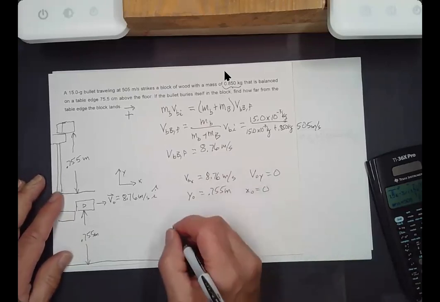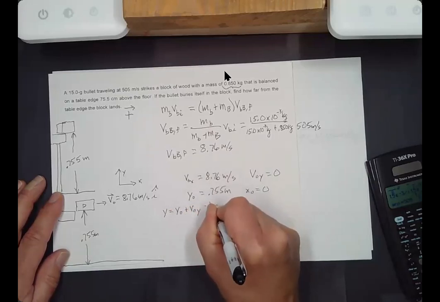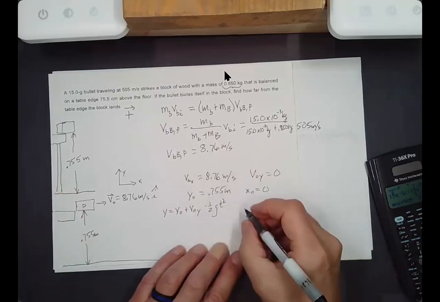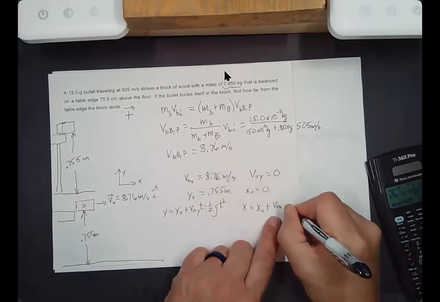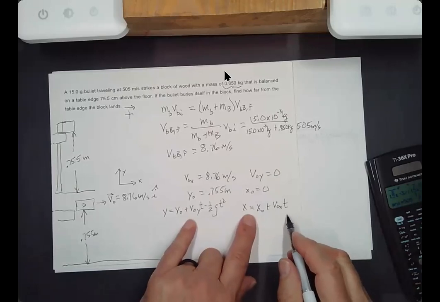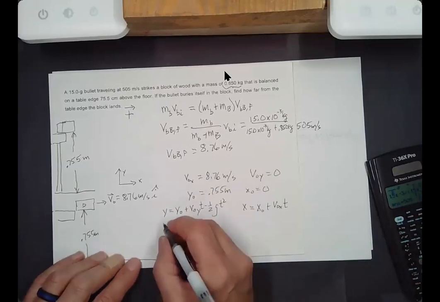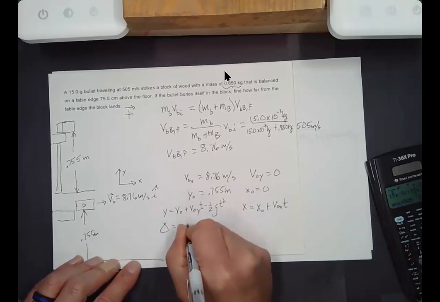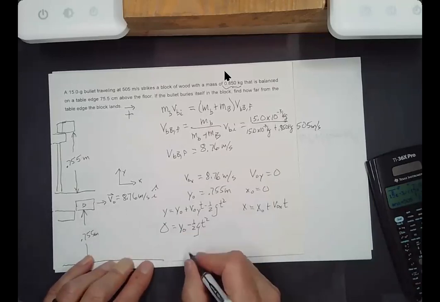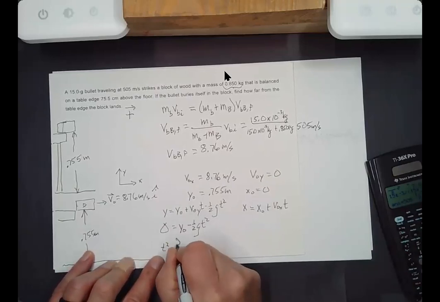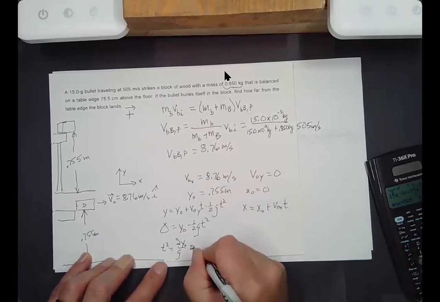My projectile motion equations, if I recall, looked something like Y is equal to Y naught plus V naught Y t minus 1/2 g t squared. And X is equal to X naught plus V naught X t. Whoops, there's supposed to be a t on there. So I'll deal with that when I know how long it takes to hit the floor. Well, when it hits the floor, Y is going to equal zero. V naught Y is zero. So I'll get zero is equal to Y naught minus 1/2 g t squared. Or I can figure out how long it takes to hit the floor. A little bit of algebra, and I'd get t squared is equal to 2 Y naught divided by g, or t is equal to that to the 1/2. So let's go ahead and solve for t.